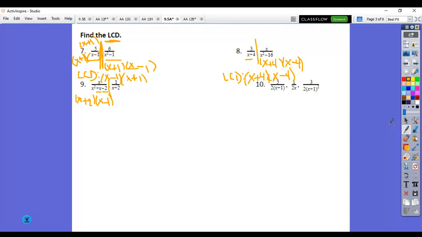Now I'm going to be real honest here. When you go to factor, if you can't factor, look at the other denominator. More than likely, almost every time they should have something in common. So sometimes that can help.